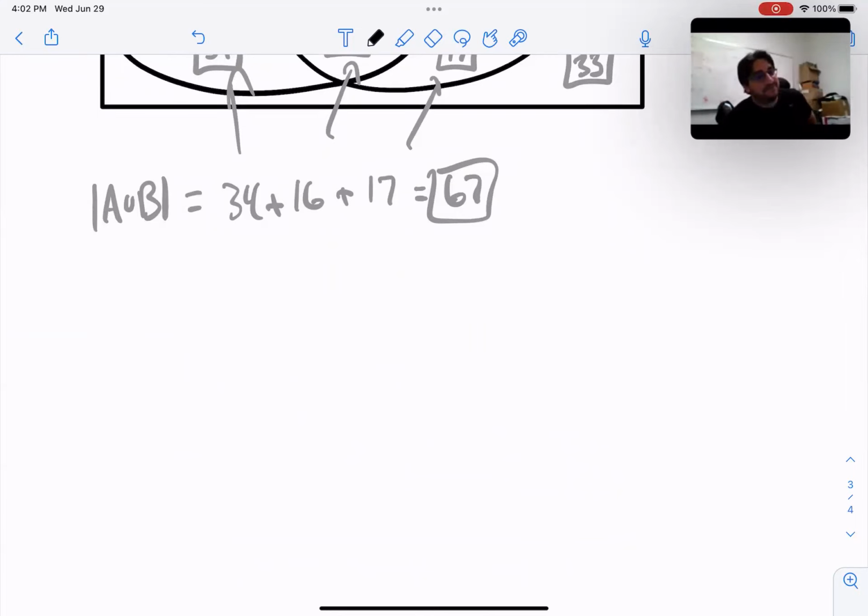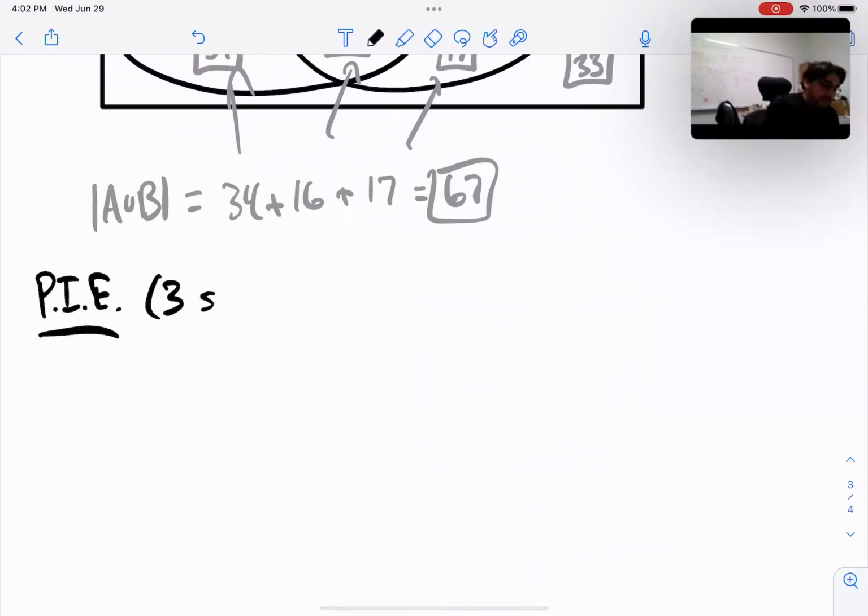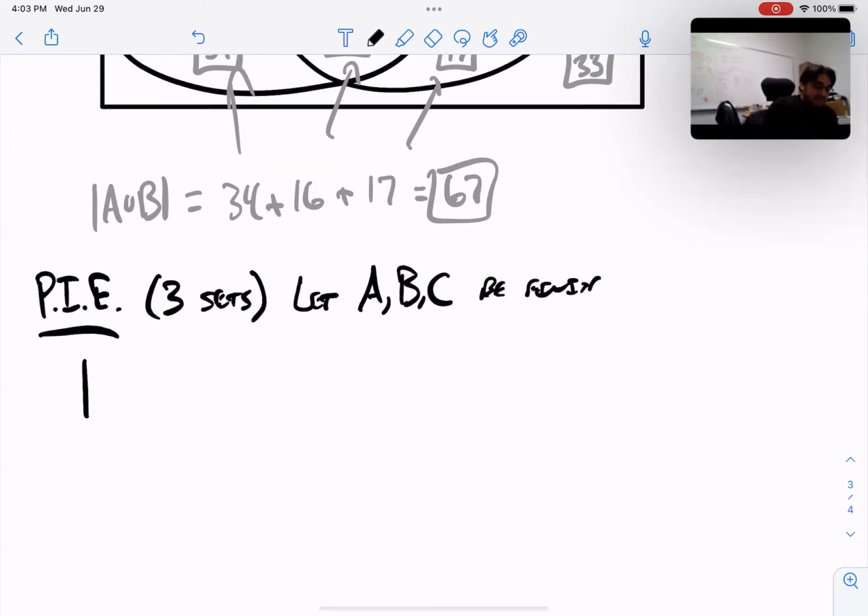Very different from using combinations or permutations, though the techniques do overlap, certainly. One other thing I want to show is how this looks in a little bit messier case. What if you have 3 sets and you want to do inclusion-exclusion? Say you wanted specifically the union of 3 sets. So let A, B, and C be finite sets. Then what happens? You have A union B union C.